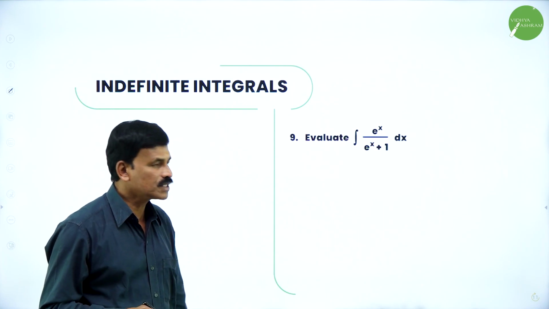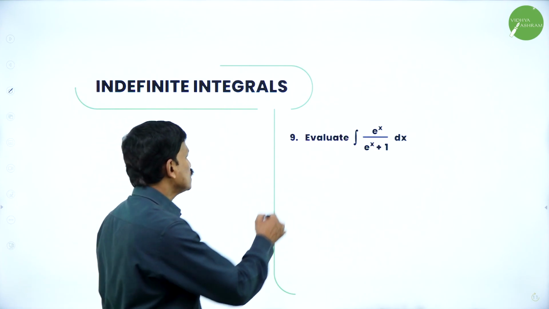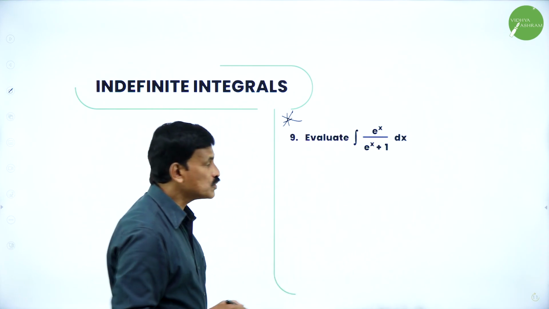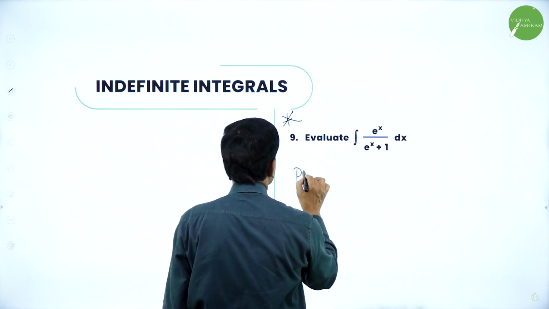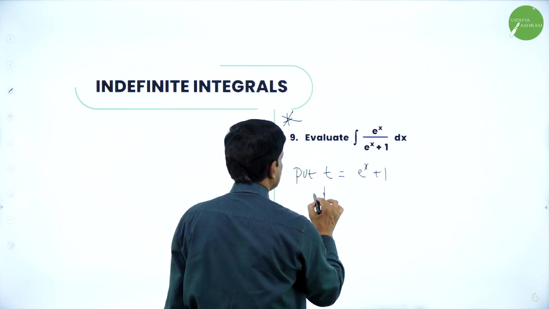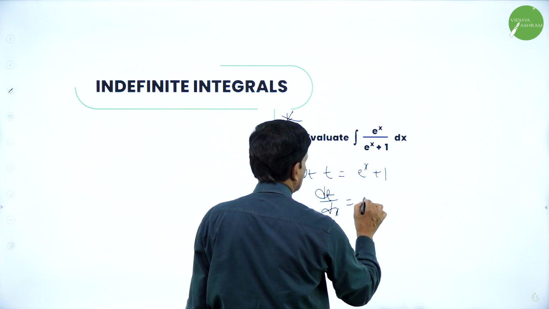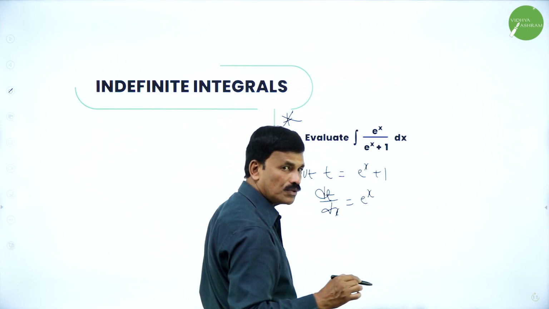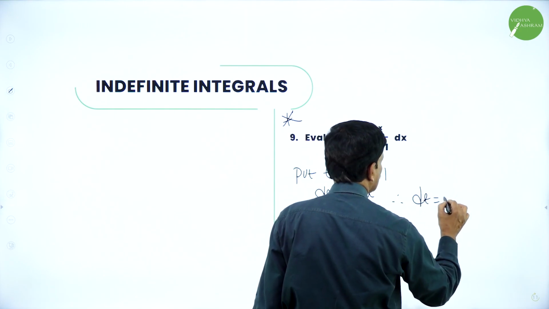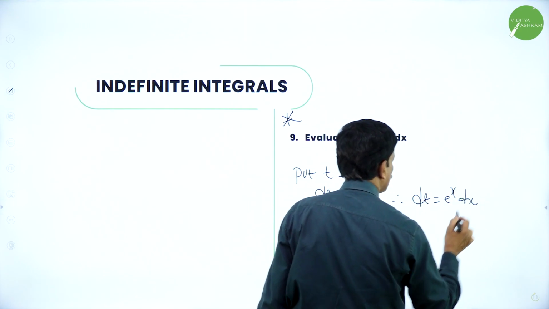Evaluate the integral of e to the power of x divided by e raised to x plus 1. This is also an important problem for 2 marks. This can be done by the method of substitution. So, put t is equal to e to the power of x plus 1. Differentiate it. dt by dx is equal to the differentiation of e power x, which is e power x, plus the differentiation of the constant 1, which is 0. Therefore, cross multiplying, dt is equal to e power x dx.